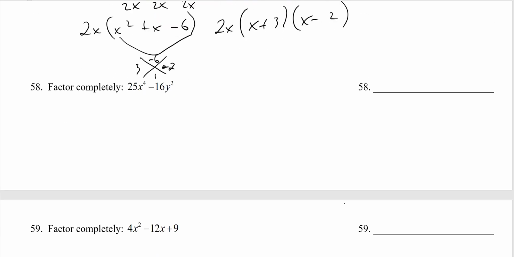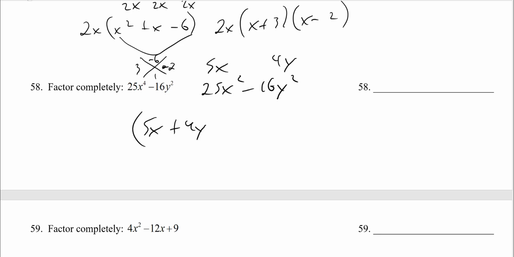Okay, this one's a difference of two squares. Don't panic with that x to the fourth. Think of it as 25x squared minus 16y squared. If you do that, and you recognize the difference of two squares, this is a 5, and this is an x, and this is a 4, and this is a y. So you would have 5x plus 4y and 5x minus 4y. But because this is the fourth power, these are just squared, that's all. Okay, you think you might see one of these on the test? I'm going to go with yes. Okay?